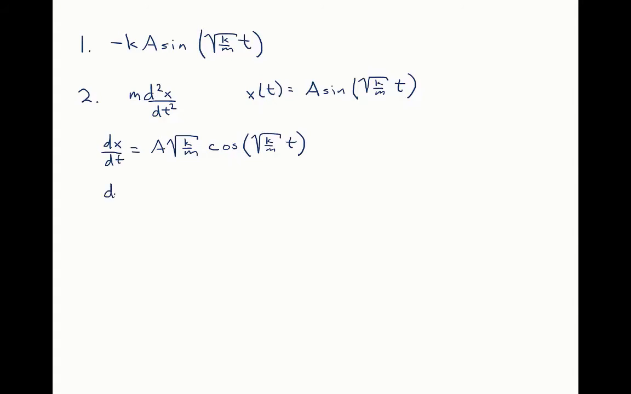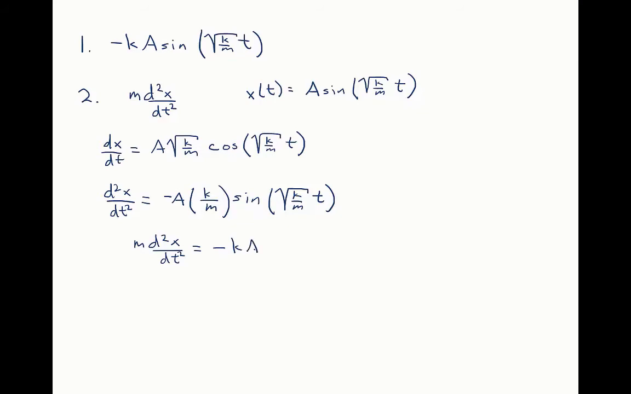Alright, now I need to take the derivative again. So the square root of k over m is going to come out again, so we get k over m. Okay, and the derivative of cosine is minus sine. Okay, and then we just need to multiply m times that. So that m is going to cancel out with that m, so we're just left with minus ka.